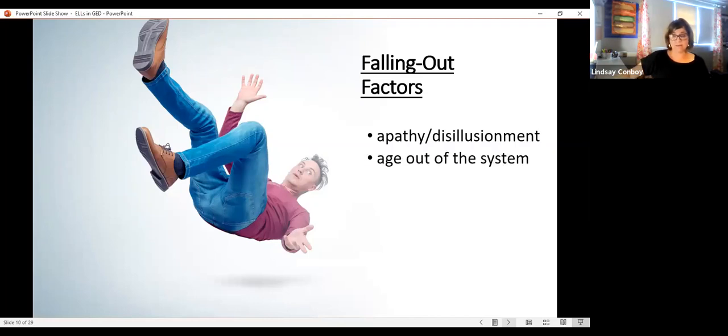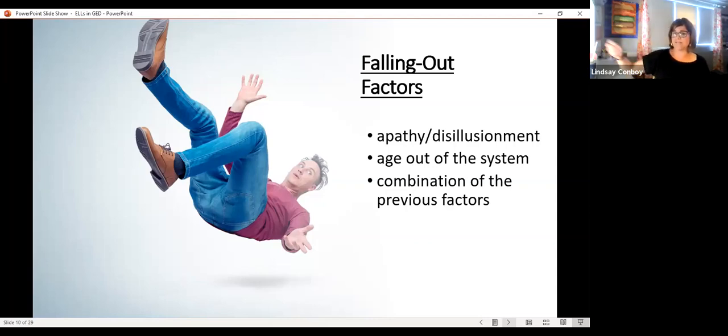Aging out of the system, they turn 21 and they still haven't graduated. Or a combination of any of the previous factors. So it could be a combination of a push, a pull that result in a falling out.